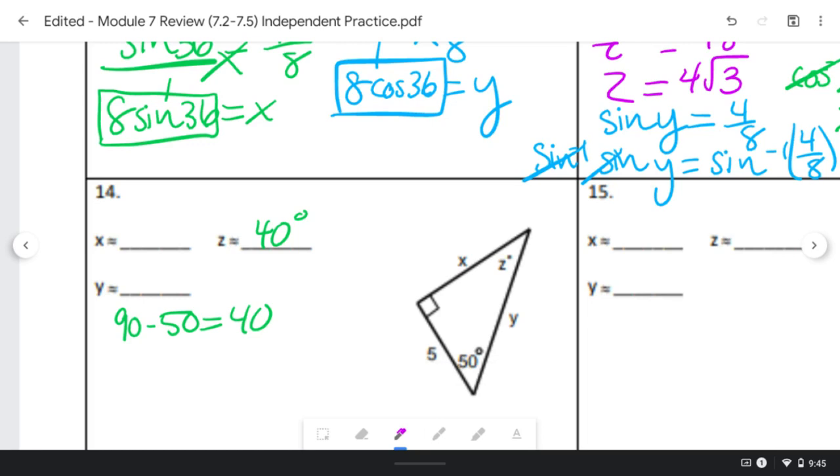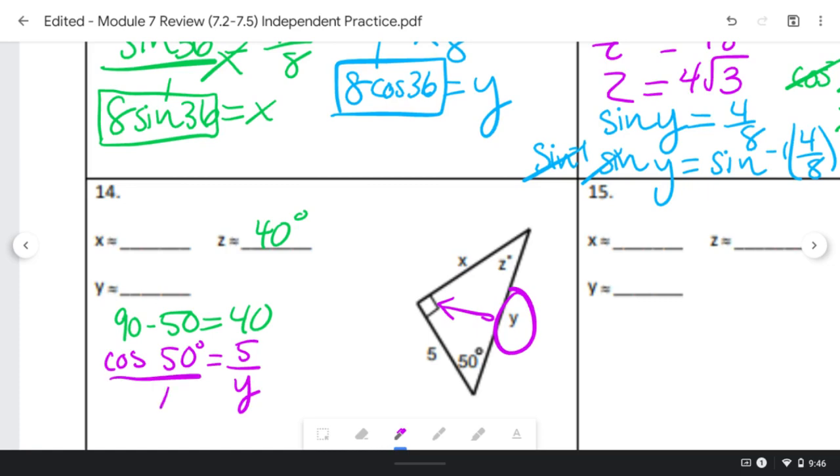All right, now for solving for Y, that's the hypotenuse because it's directly across from the 90 degrees. I'm going to go ahead and use 50. And what's adjacent to 50? I've got 5 is adjacent to 50. And then over the hypotenuse, so that's cosine.